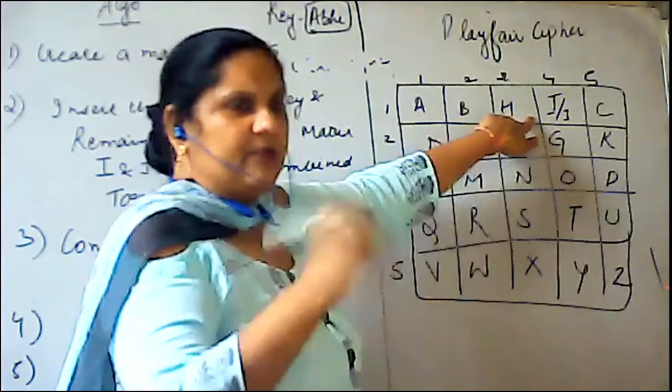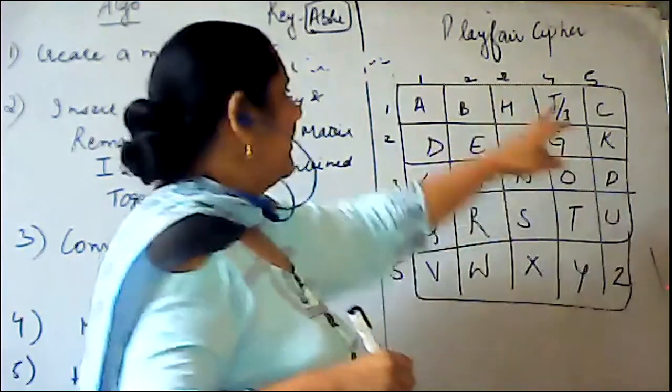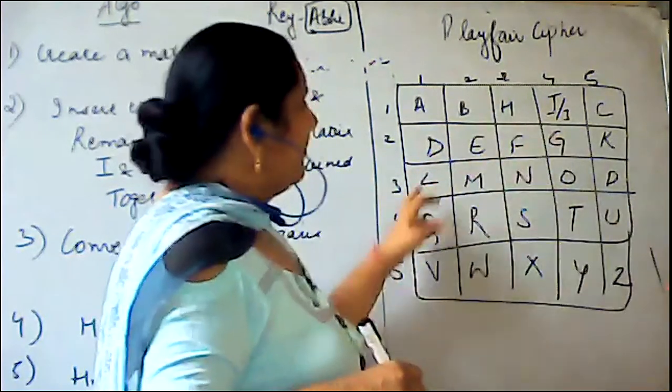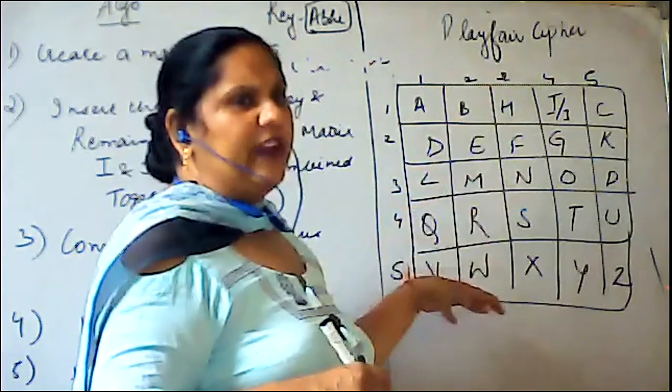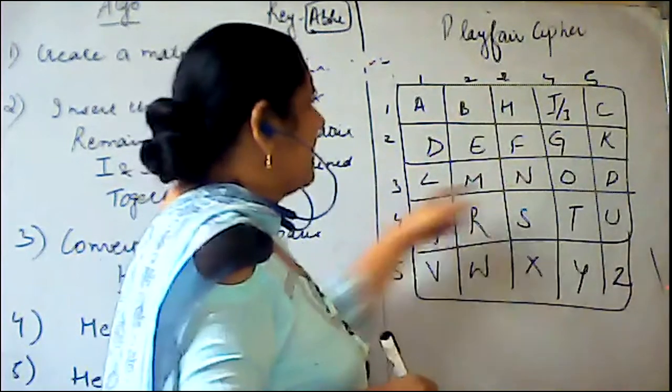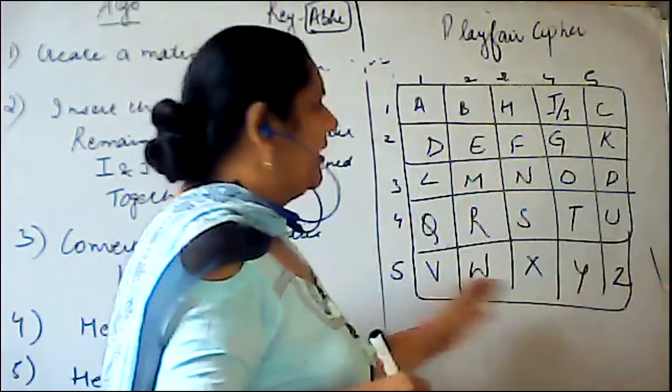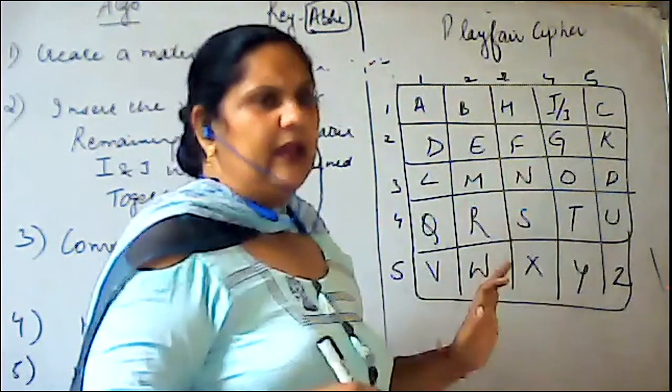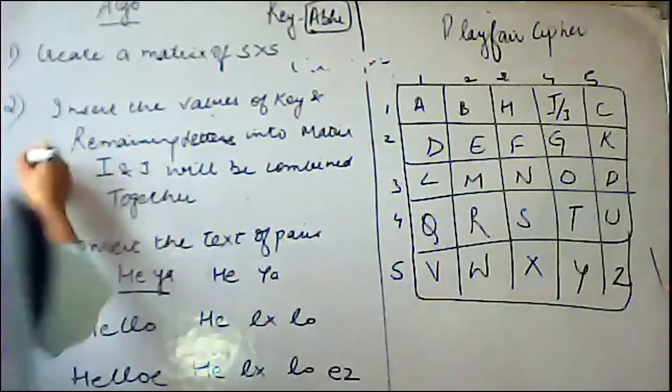So for example, this key is given to you as Abhi: A, B, H. Wherever I is there, put slash and put J. Then C, D, E, F, G, K. Then the remaining alphabets of English you will put here in the same sequence: L, M, N, O, P, Q, R, S, T, U, V, W, X, Y, Z. Okay, so this is done.